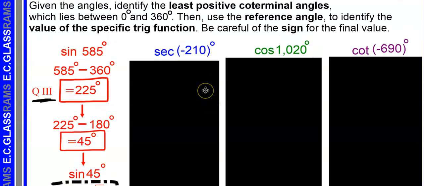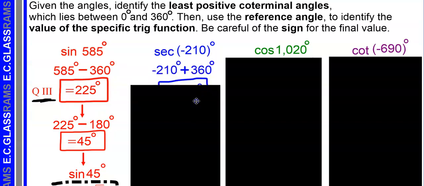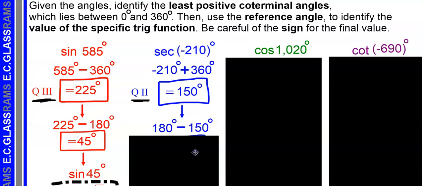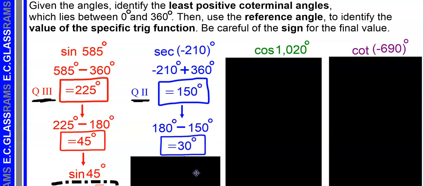Now let's go to the next example, secant of negative 210 degrees. Because it's below 0, we want to add 360 to it to get it to be positive. So we add 360 to the negative 210, we get 150 degrees, which we know is in the second quadrant. So because it's in the second quadrant, we can use the reference angle formula where we take 180 and subtract 150 from it to get 30 degrees.